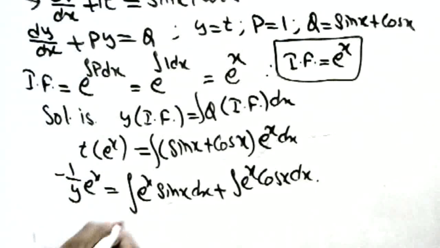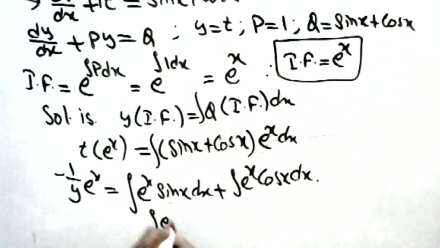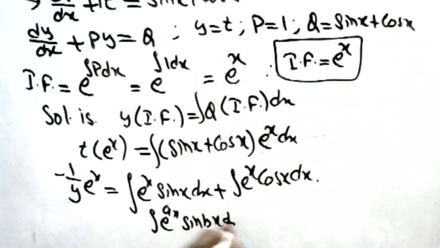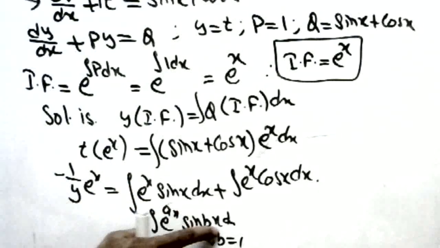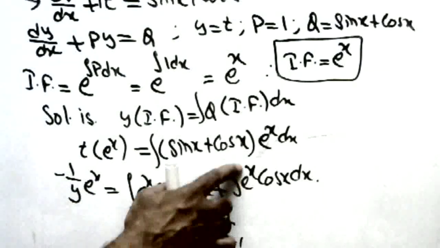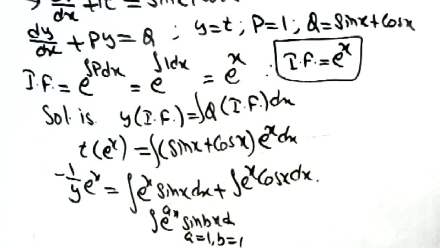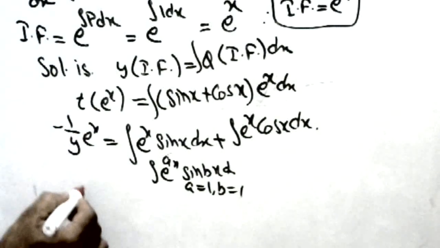Now we have just seen these formulas. Now compare this with the general form e power ax sin bx dx. Here the value of a is 1 and b is also 1. Here also a equals to 1, b equals to 1. In the first we have seen the formulas, e power x.